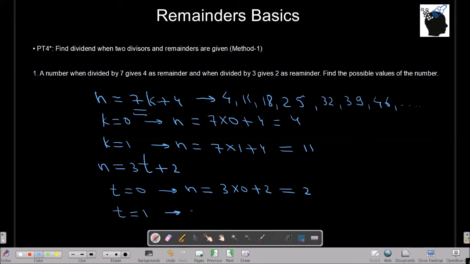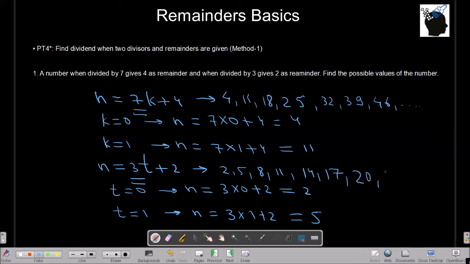T is equal to 1, n will be 3 into 1 plus 2, which is nothing but 5, and so on. In the second case, the subsequent values will differ by 3 because 3 is getting multiplied with t. So I can write the values as 2, 5, 8, 11, 14, 17, 20, 23, 26, 29, 32, and so on.